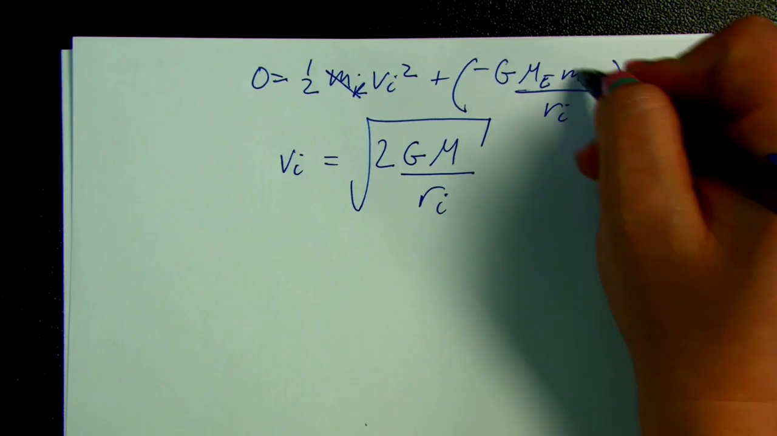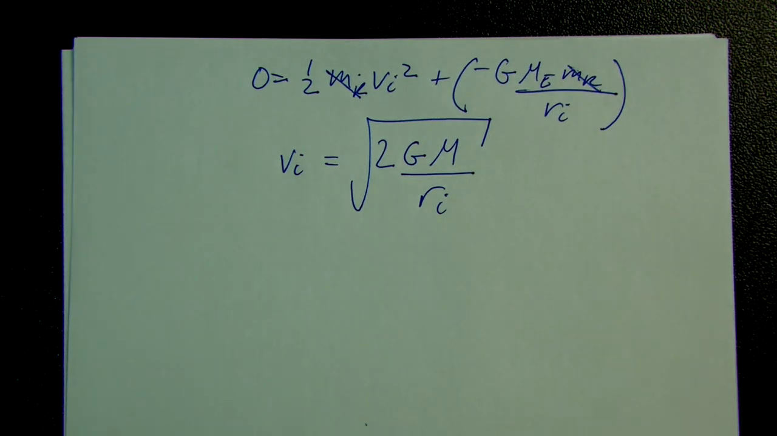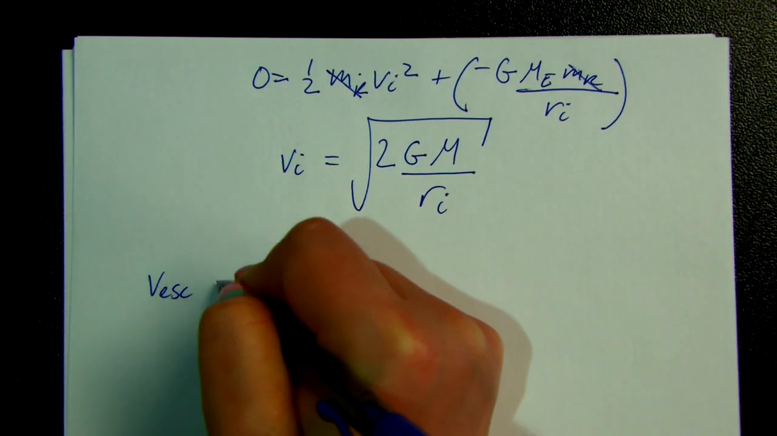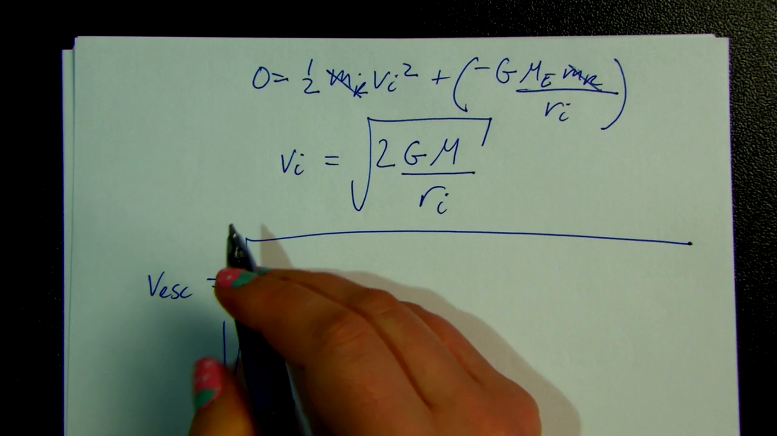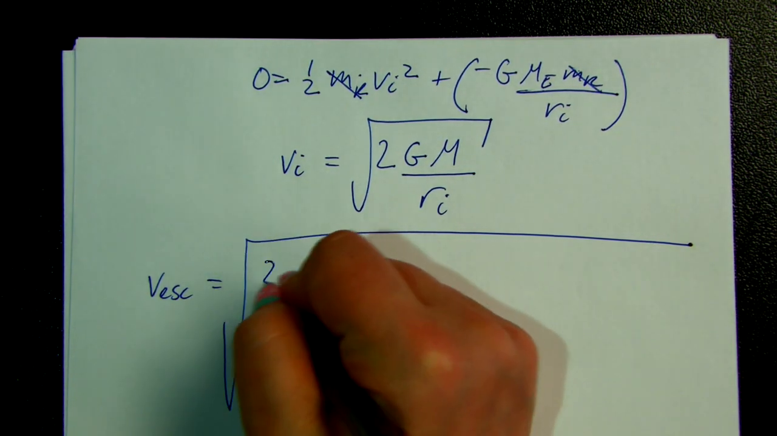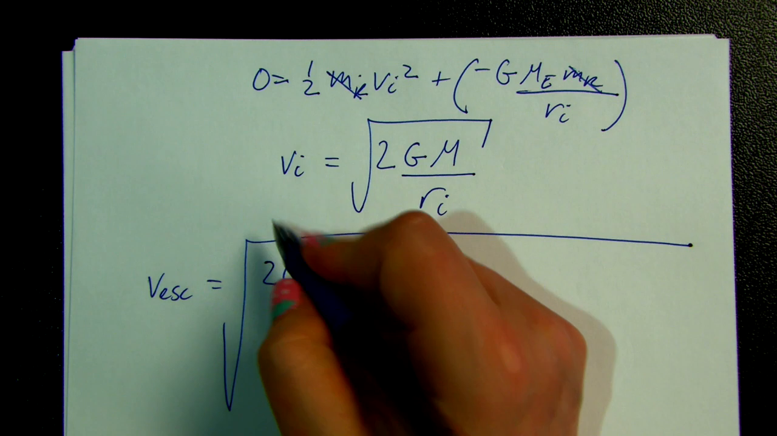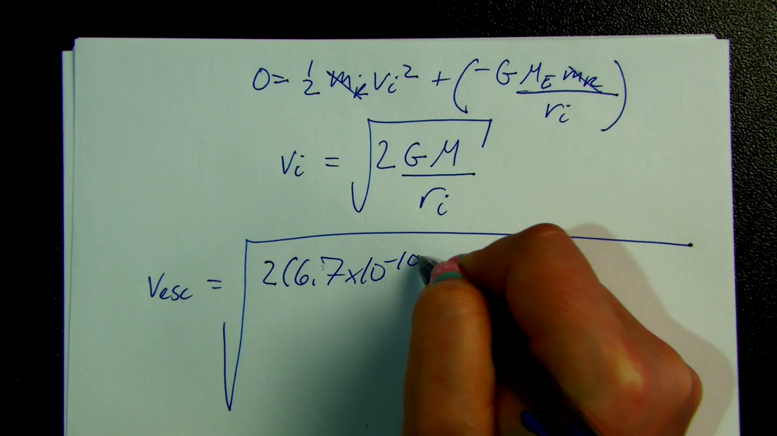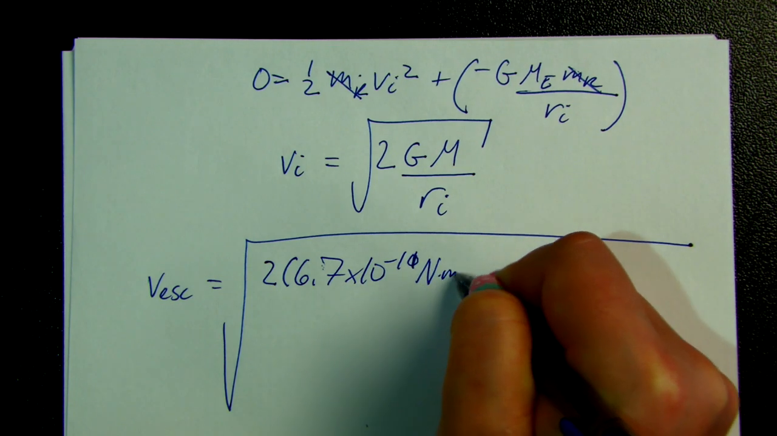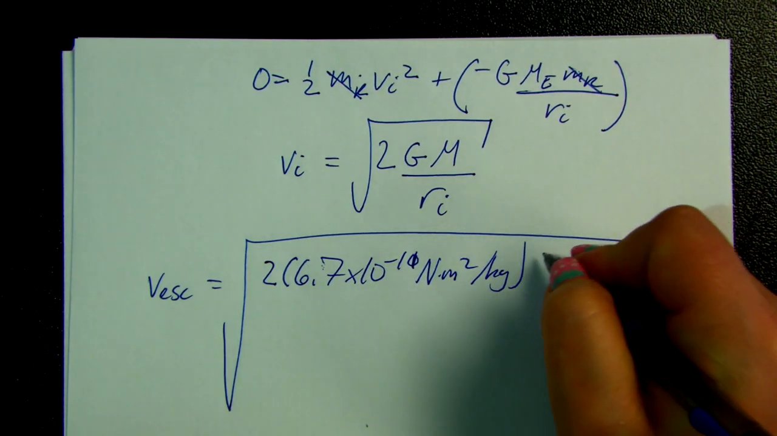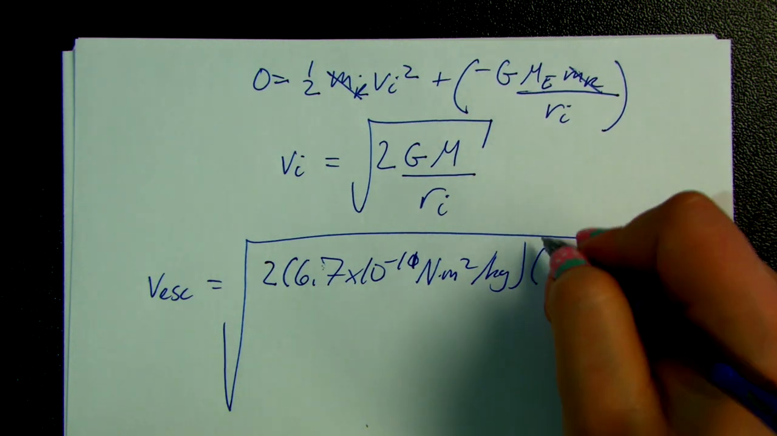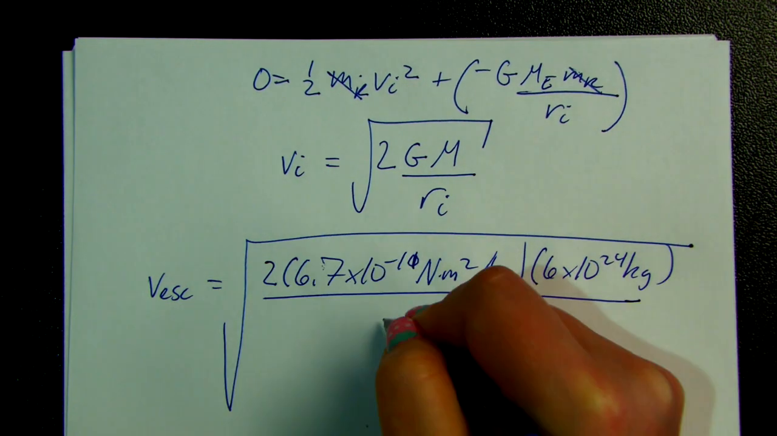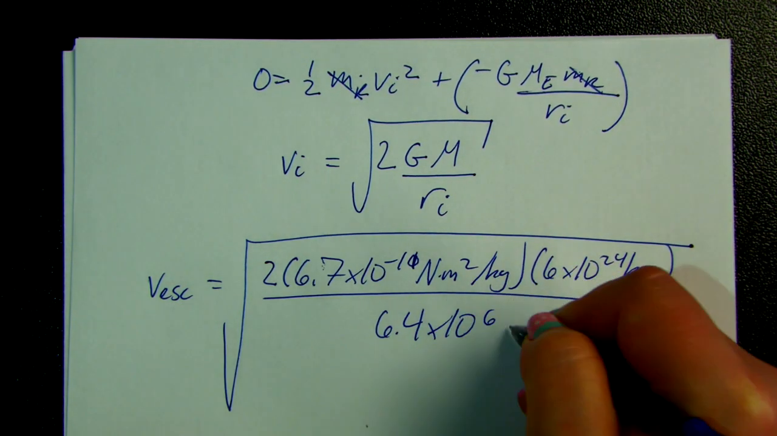We have the mass of the rocket in both terms, so we can divide that out. Let's plug in for our own planet. We've got 2 times 6.67 times 10 to the minus 11 newton meter squared per kilogram squared, times 6 times 10 to the 24 kilograms, divided by 6.4 times 10 to the 6 meters.